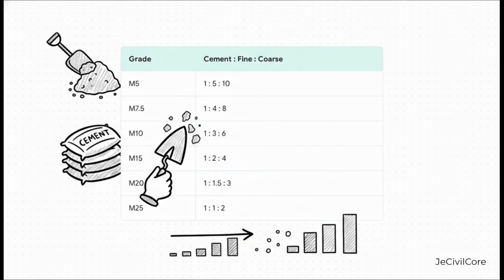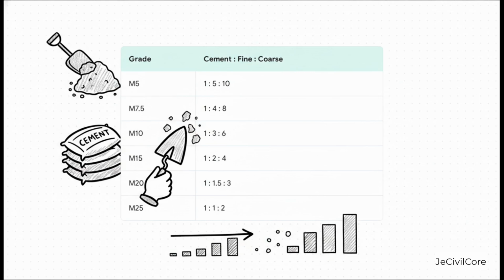It shows you the standard recipes for different grades of concrete. So let's look at M15, a really common one. You see that ratio? 1, 2, 4? That means 1 part cement, 2 parts fine aggregate, and 4 parts coarse aggregate. Simple. Now notice the trend.